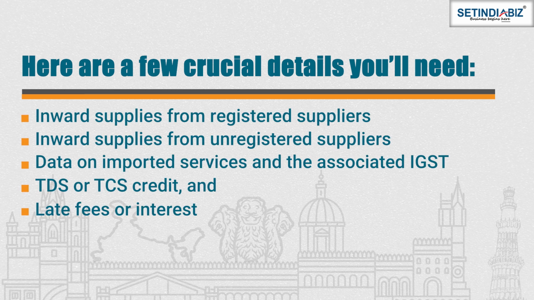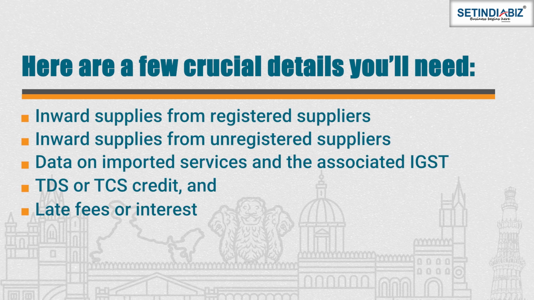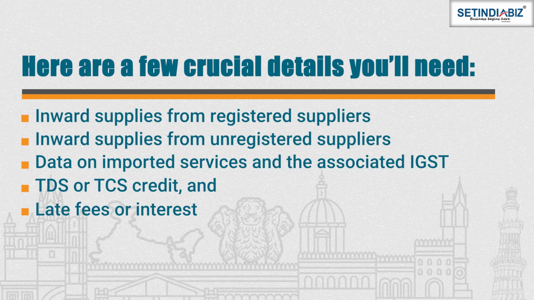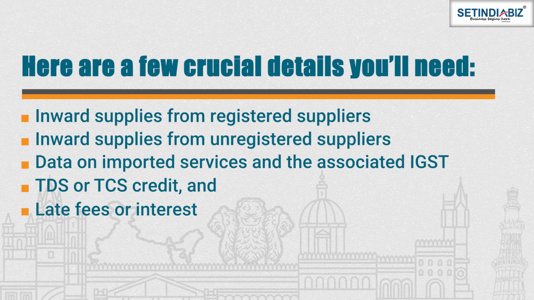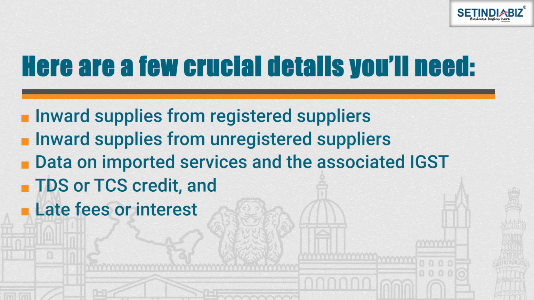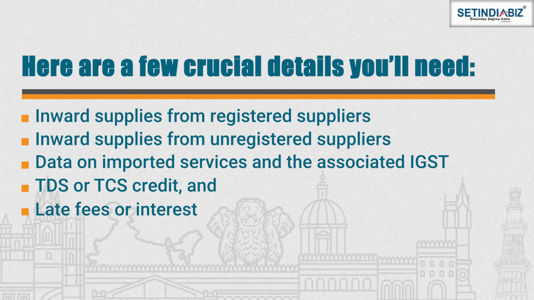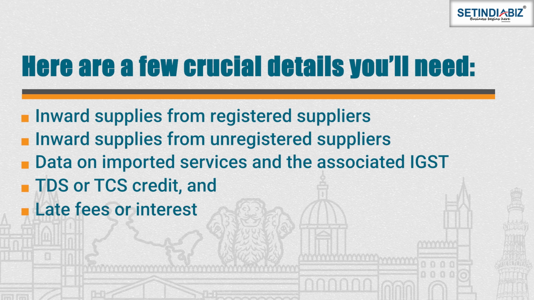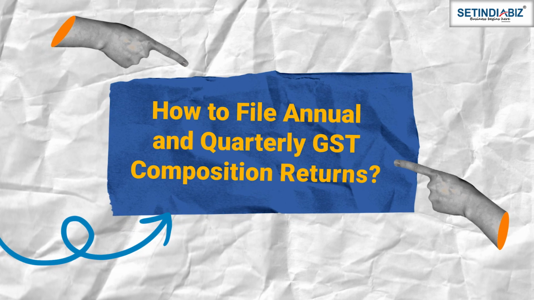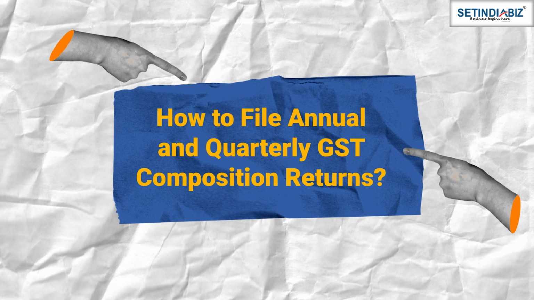Inward supplies from registered suppliers, inward supplies from unregistered suppliers, data on imported services and the associated IGST, TDS or TCS credit, and late fees or interest. The more accurately these details are filed, the quicker your GST return will get processed. Now, let's move on to the process. How to file annual and quarterly GST composition returns.